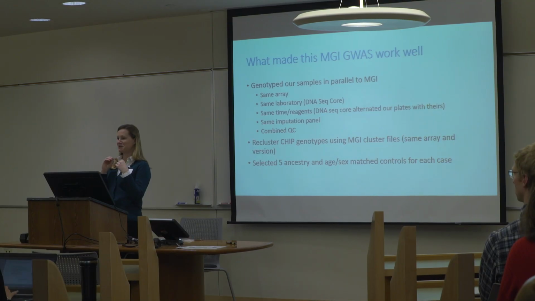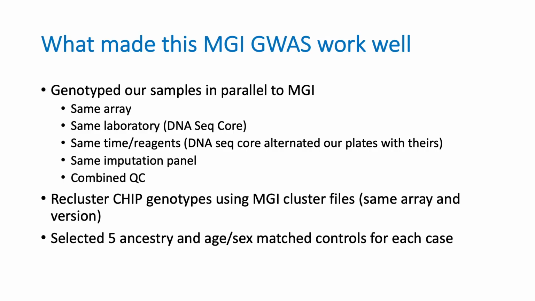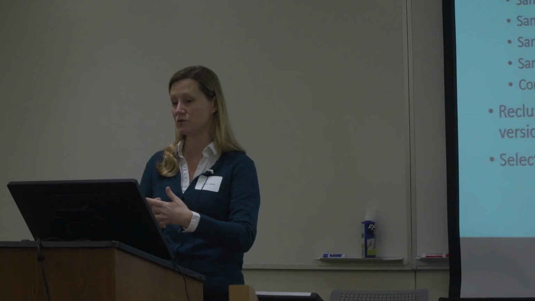I don't know if you guys knew this, but we asked the sequencing core to interject our plates intermittently within MGI plates to try and reduce batch effects. Not samples or anything. Just throw the plates in, do them on the same day. So they used the same reagents, and then we used the same imputation panel, the same quality control for our samples, because honestly, when we first did the analysis without doing the same quality control, we found very inflated QQ plots. We found lots of false positives, and we spent 6 to 9 months trying to eliminate any batch effects between our cases and MGI controls.